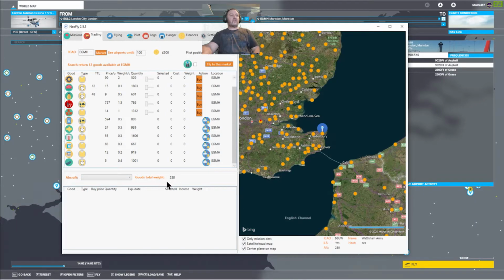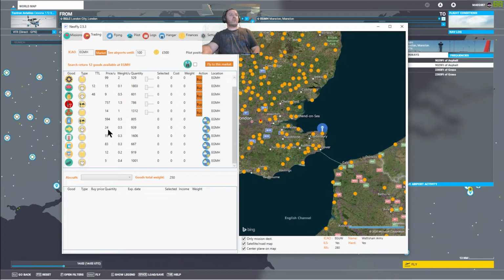I have there £250 of fish, which at Manston, where I'm going to fly to, so I'm going London City to Manston, so I'm going to fly from here to here.